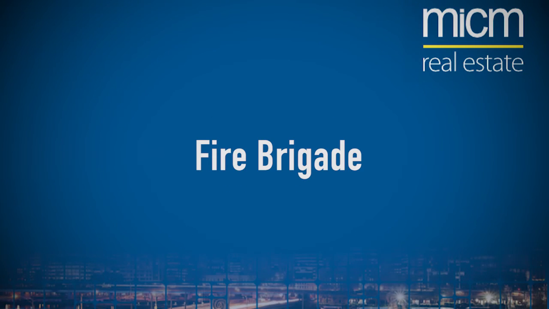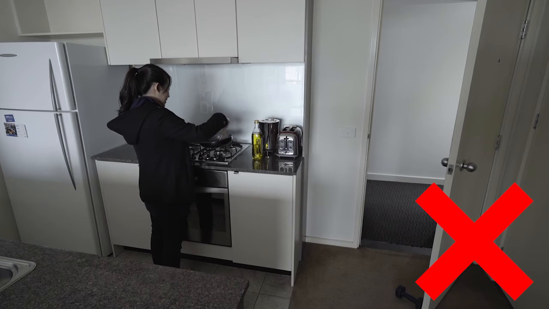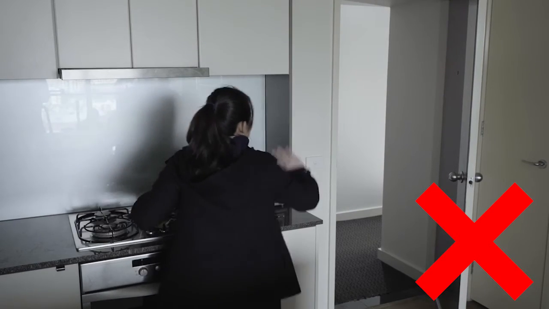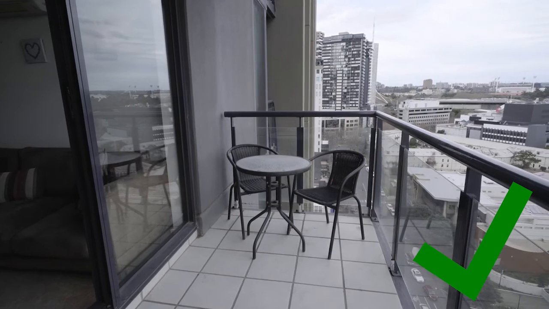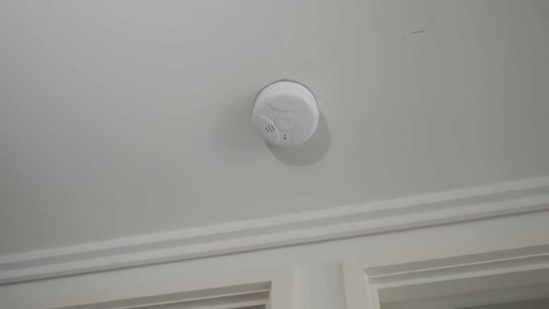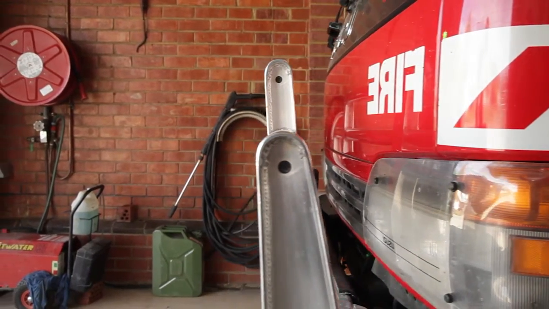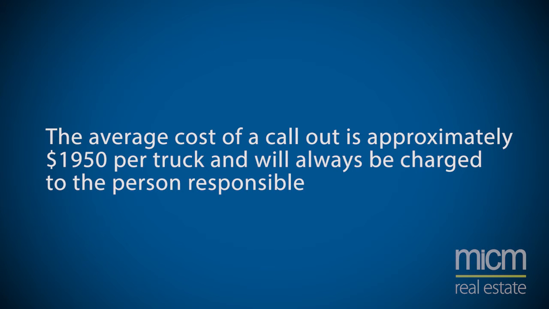Fire brigade. Please be aware that if the fire brigade is called out for a false alarm caused by yourself, the cost of attendance will be your responsibility to pay. Please never open the front door to ventilate cooking and fumes into the building hallway. Window and balcony doors should be opened instead. If the front door is opened, the smoke will activate the detectors. The average cost of a call-out for setting off sprinklers or smoke alarms is approximately $1,950 per truck and will always be charged to the person responsible.